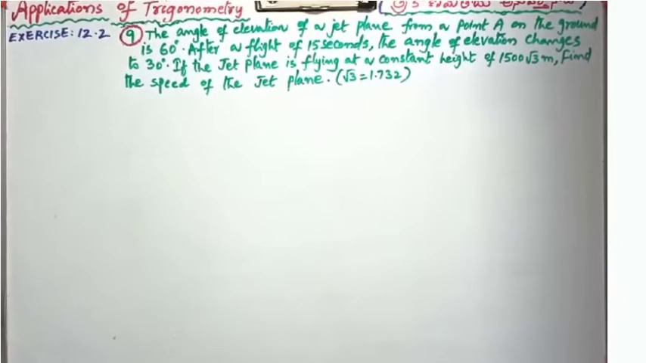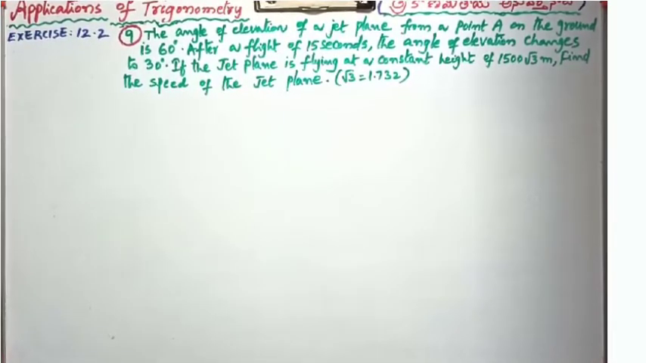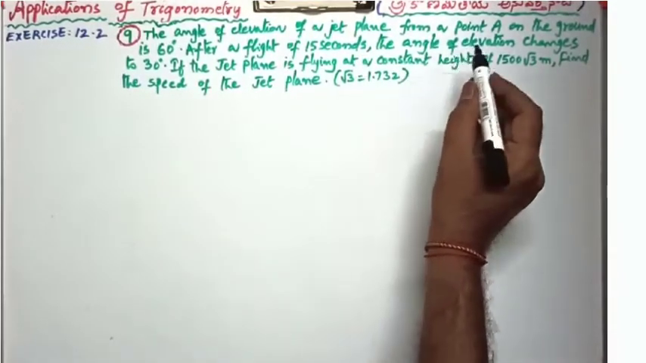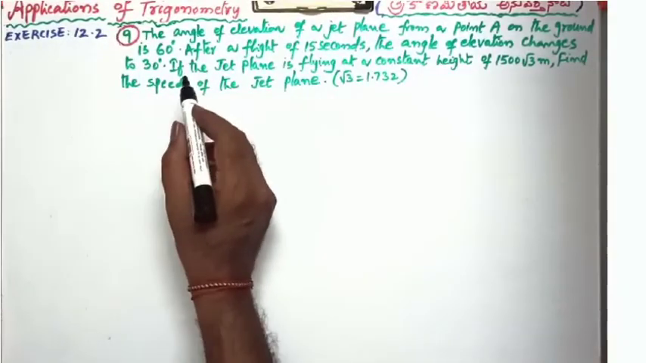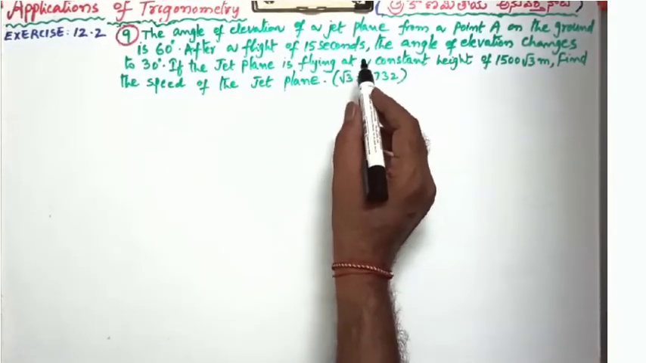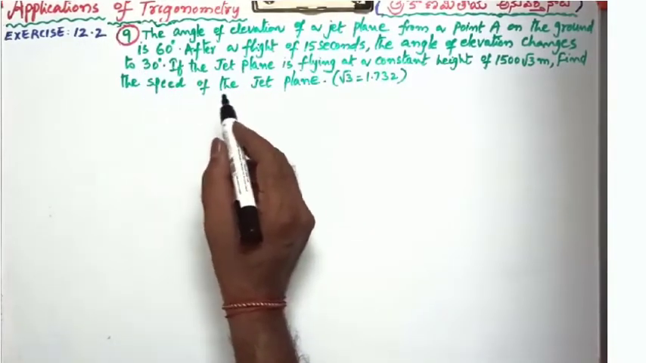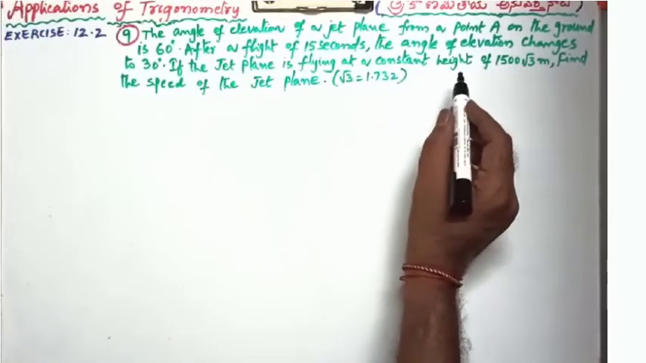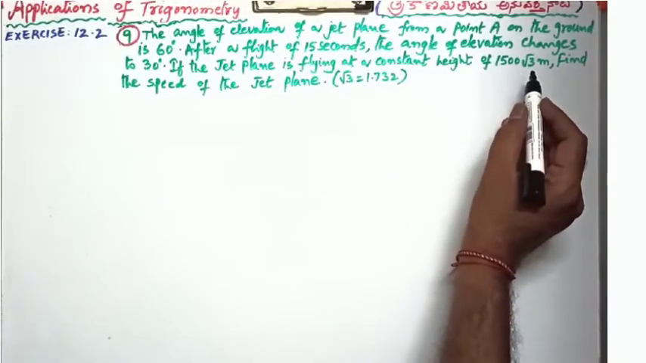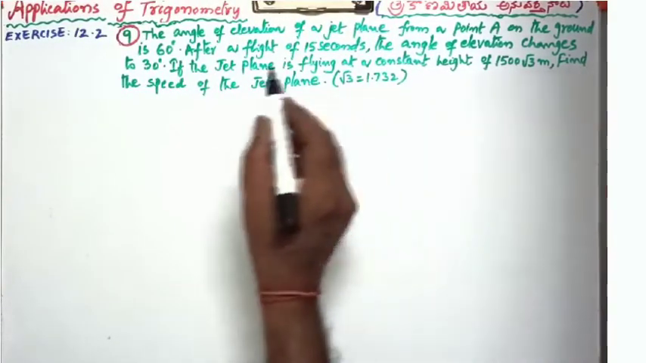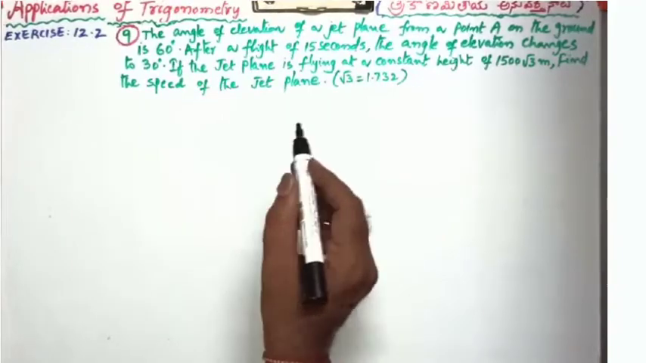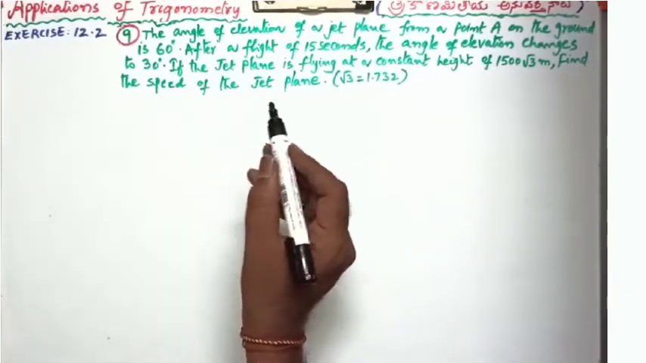Okay, dear students, now I am going to explain the ninth problem in exercise 12.2. The angle of elevation of a jet plane from a point A on the ground is 60 degrees. After a flight of 15 seconds, the angle of elevation changes to 30 degrees. If the jet plane is flying at a constant height of 1500 root 3 meters, find the speed of the jet plane. So this is the given problem.